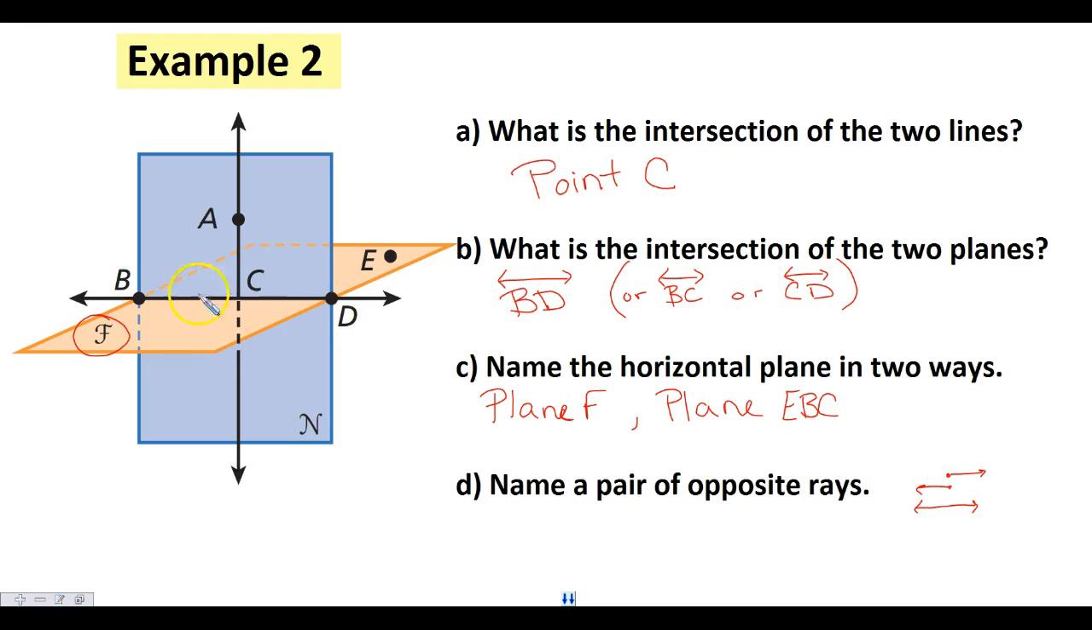So we're looking at our other line here, okay, at line BD. C is in the middle. So that means I have a ray that starts at C and goes through D, and I have a ray that starts at C and goes through B. Okay, so I'm going to have ray CB and ray CD. Notice again that C is that initial point for both rays, okay? So that has to come first. And again, our ray is always going to point to the right.